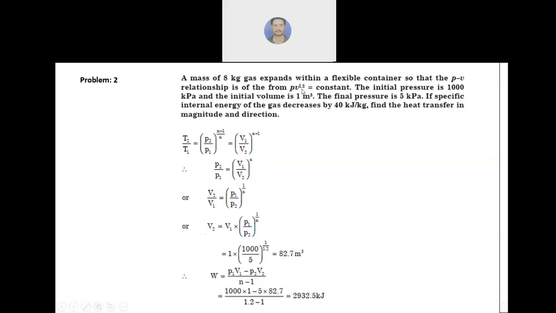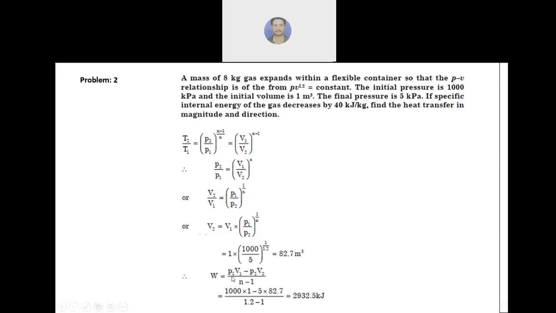P into V to the power n equals constant, with n as 1.2. Put the values down here and you will get the final volume. It is coming to 82.7. Now, what is the formula for work done? For a polytropic process, it is P1 V1 minus P2 V2 upon n minus 1.